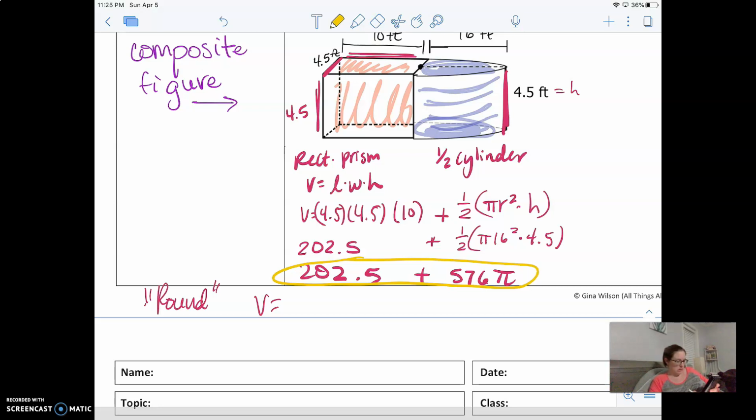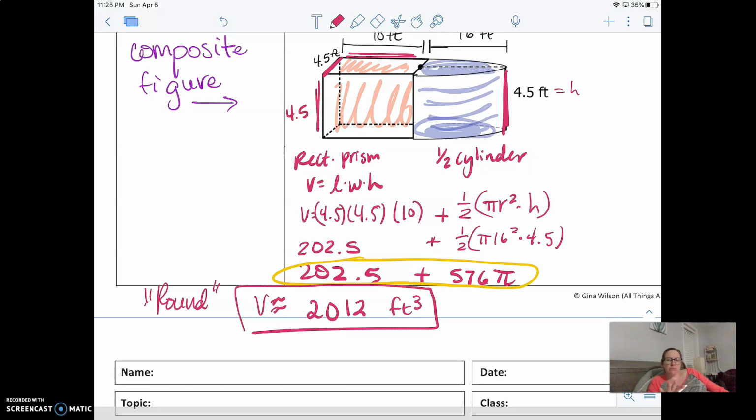Oops, I did not type that correctly. Let me try again. Okay, and you should get approximately 2012.1 rounded to the nearest tenth, or if they want it rounded to the nearest whole number, which they probably do, feet cubed. Okay, so that's your answer.